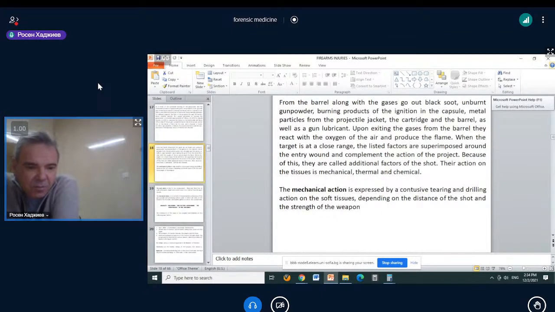What is the action of the projectile? There are 3 types of actions. The first type of action is mechanical. Mechanical action is expressed by contusive, tearing and drilling action on the soft tissues. It depends on the distance of the shot and the strength of the weapon.